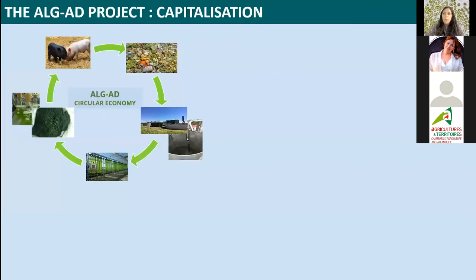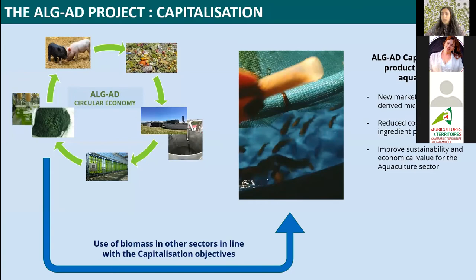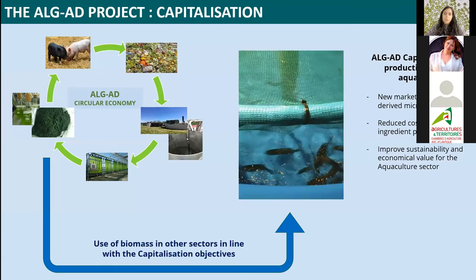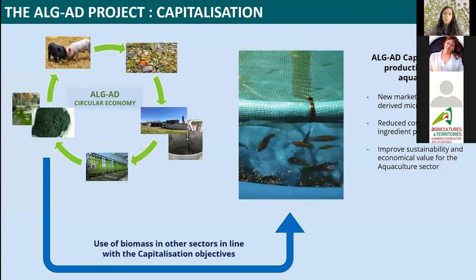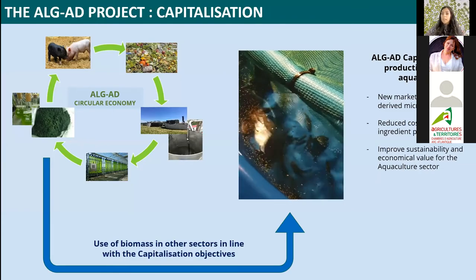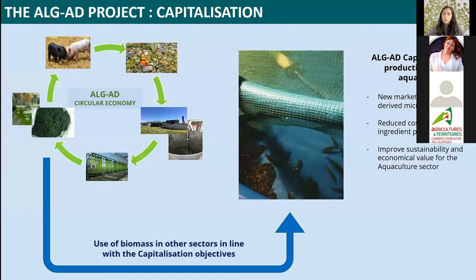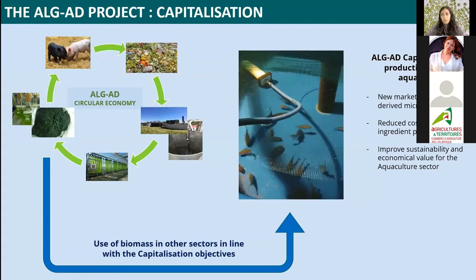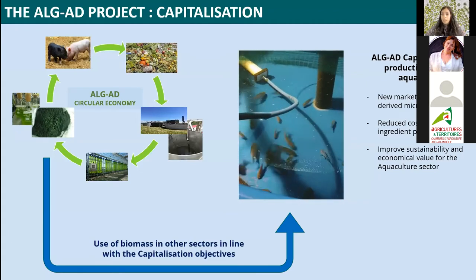So going back again to the ALG-AD circular economy concept, where our main aim was to use digestates to grow microalgae and then use this biomass for animal feed. Our capitalization work package has been looking to develop more sectors that could use this digestate. Namely, we've been looking at aquaculture, so trying to develop an aqua feed from our biomass, in order to provide a new market for digestate-directed microalgae and a new market for the AD sector as well.